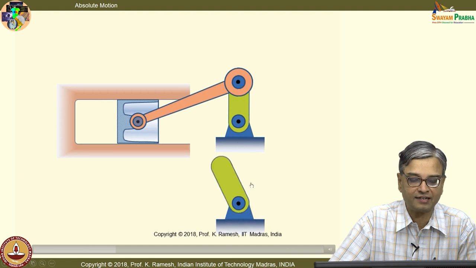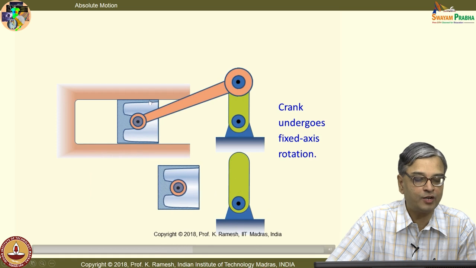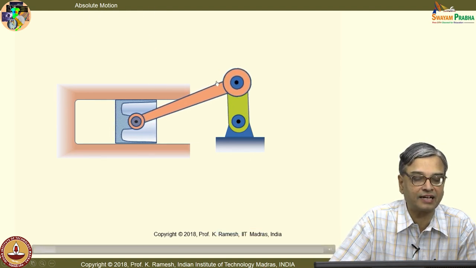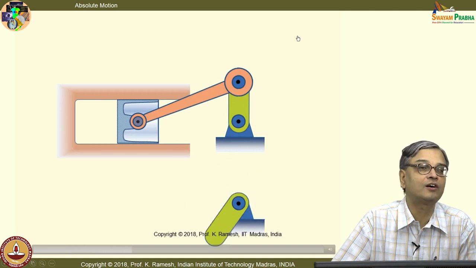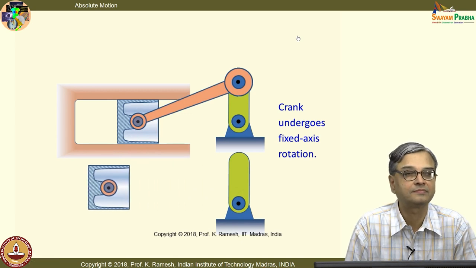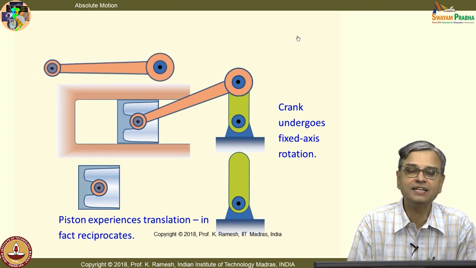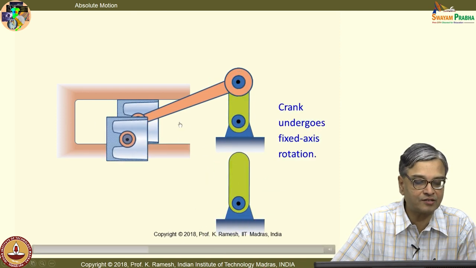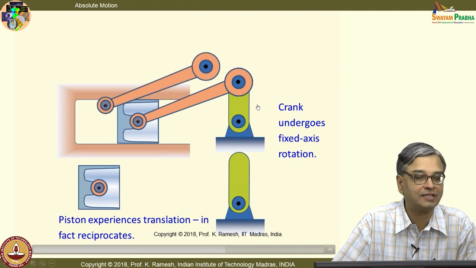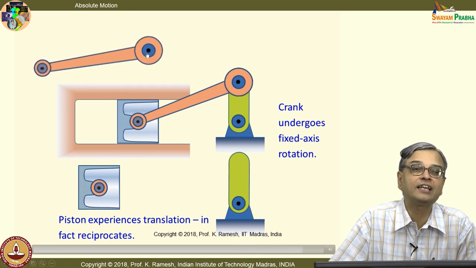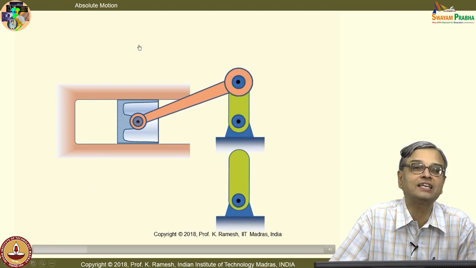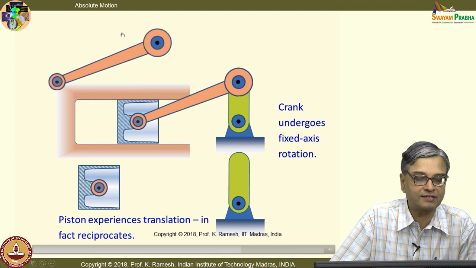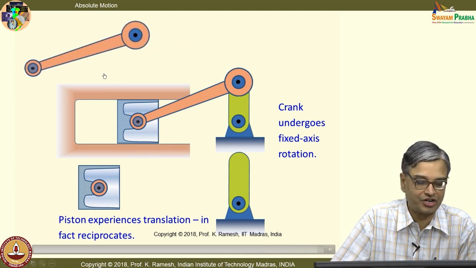And this crank, as it is known, has fixed axis rotation, and your piston has a reciprocating motion essentially on a line. On the other hand, when I have this connecting rod, in what way can you classify the motion? The connecting rod has a very interesting type of motion, because on one hand this end is moving in this slot, and the other end is rotated by the crank, and this in general has a general plane motion. It has both translation as well as rotation.